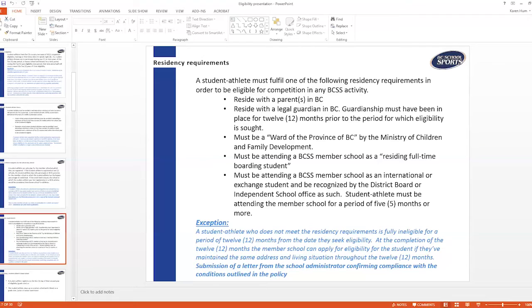I know last season we had about 4 or 5 that I had to say, sorry, you can't play because you're not here for 5 months. Is there any way for them to be able to participate in competition? Not in competition. Remember that the rules as they're established by our membership, we at BC School Sports don't have the ability or discretion to amend those rules. So they could practice with the team, but would not be eligible for any competition based on that rule. They don't meet the 5 months.